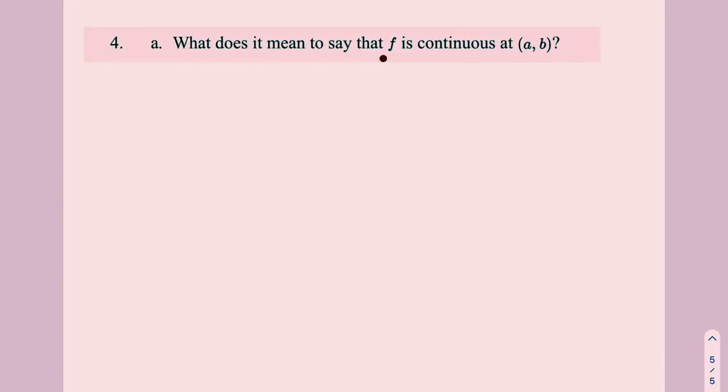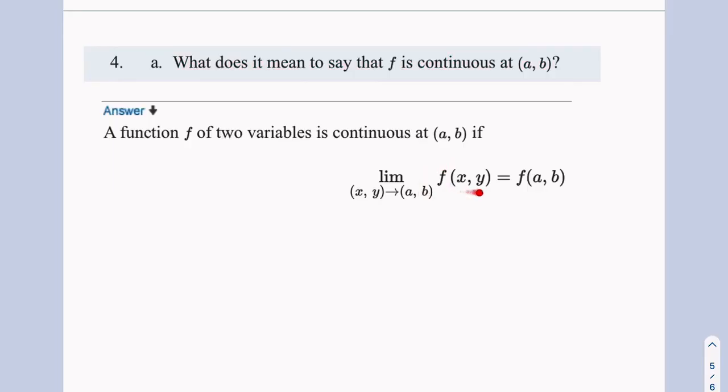What does it mean to say that function f is continuous at (a, b)? A function f is continuous at (a, b) means that the limit of the function as (x, y) approaches (a, b) is equal to f(a, b). In other words, you can do a direct substitution, substituting a and b into x and y.